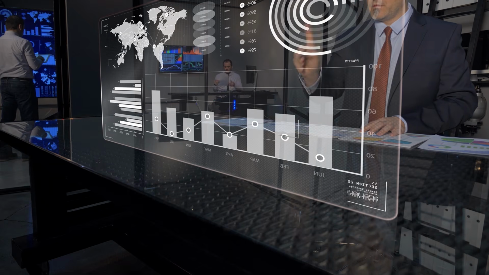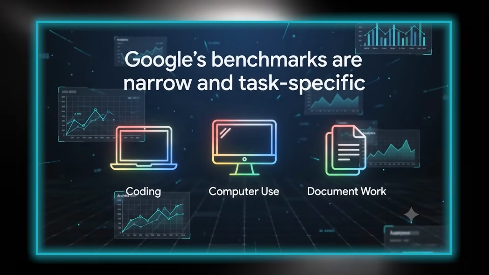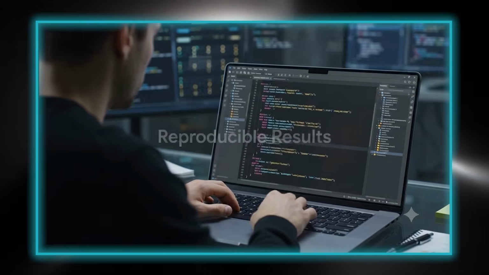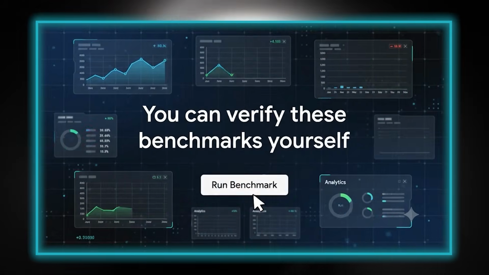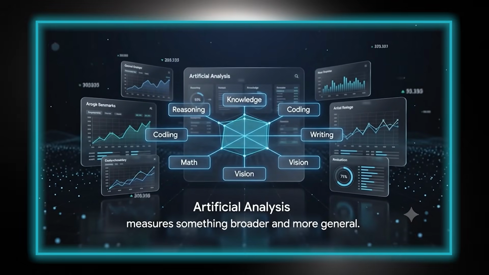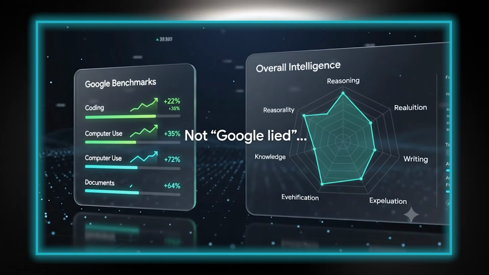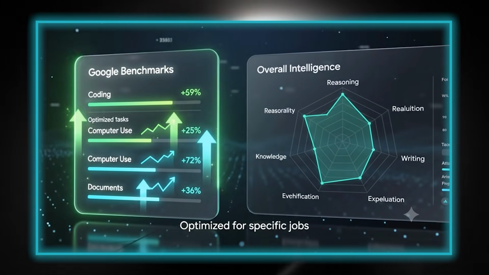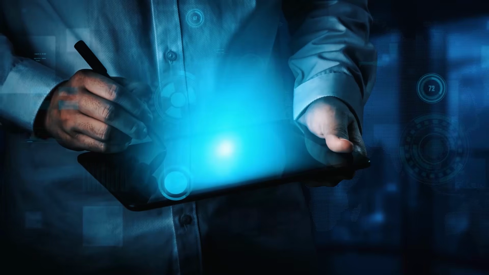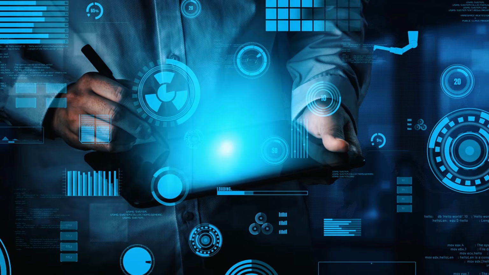That's not a contradiction, so much as two different rulers measuring two different things. Google's benchmarks are narrow and task-specific: coding, computer use, document work. And on those, the gains are real and reproducible if you go run them yourself. Artificial Analysis is measuring something broader and more general. So the honest read isn't "Google lied." It's that 3.6 Flash appears to be a genuinely sharper tool for the specific jobs Google optimized it for, without that translating into a broader intelligence gain when you zoom out. That's a meaningfully different claim than "better across the board," and it's exactly the kind of distinction that gets flattened in a launch day recap.